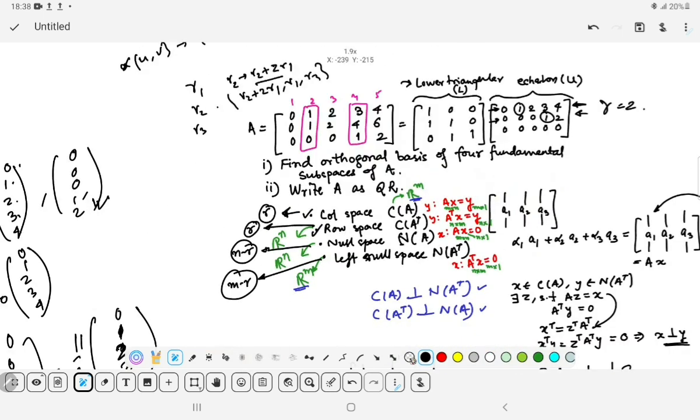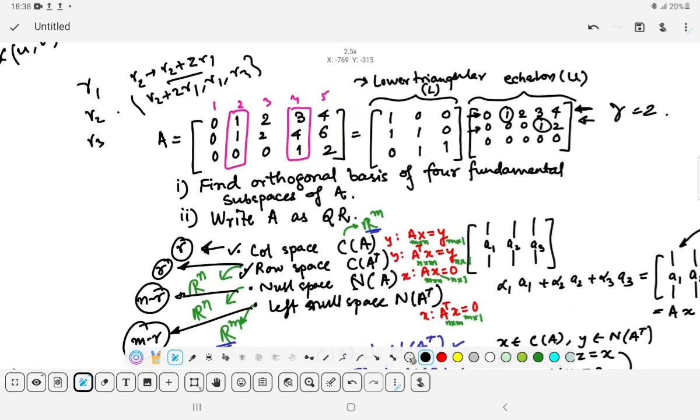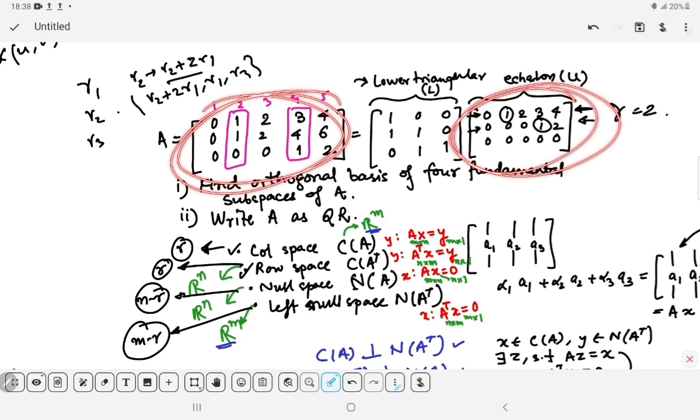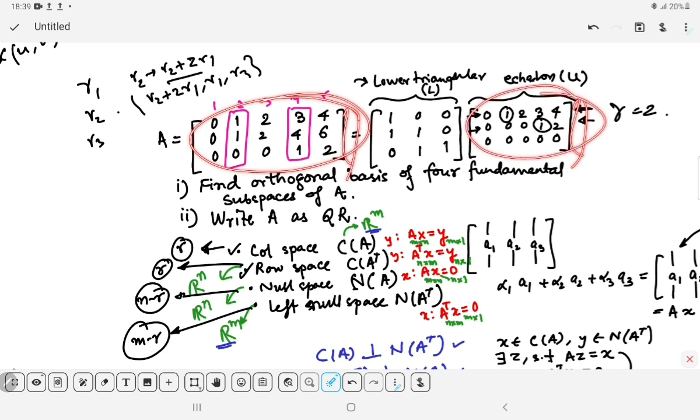To find the null space, we need to find x such that Ax is 0. Now I claim that when Ax is 0, Ux is also 0. See, I am multiplying x on both sides. When Ax is 0, at the same time Ux is also 0. So I can solve for Ux equal to 0, because solving for this is easier.